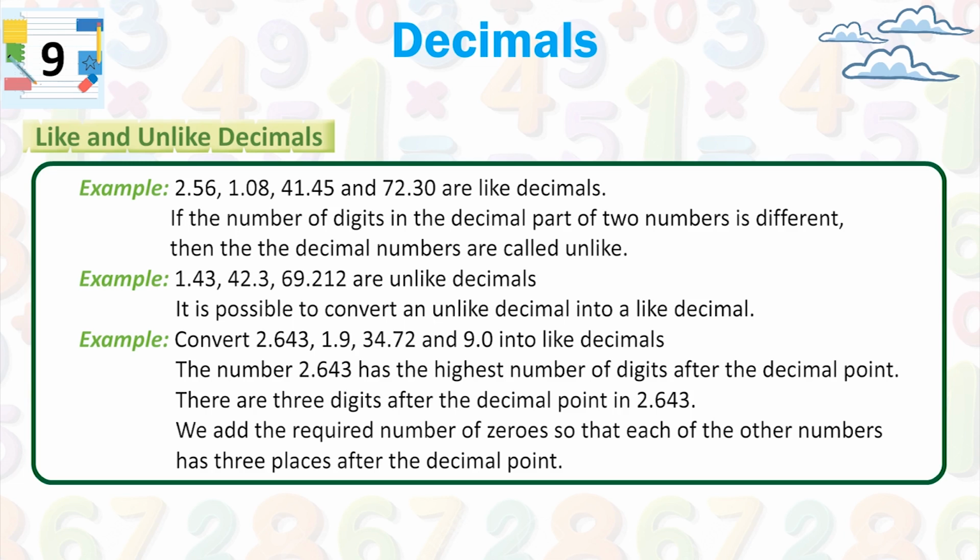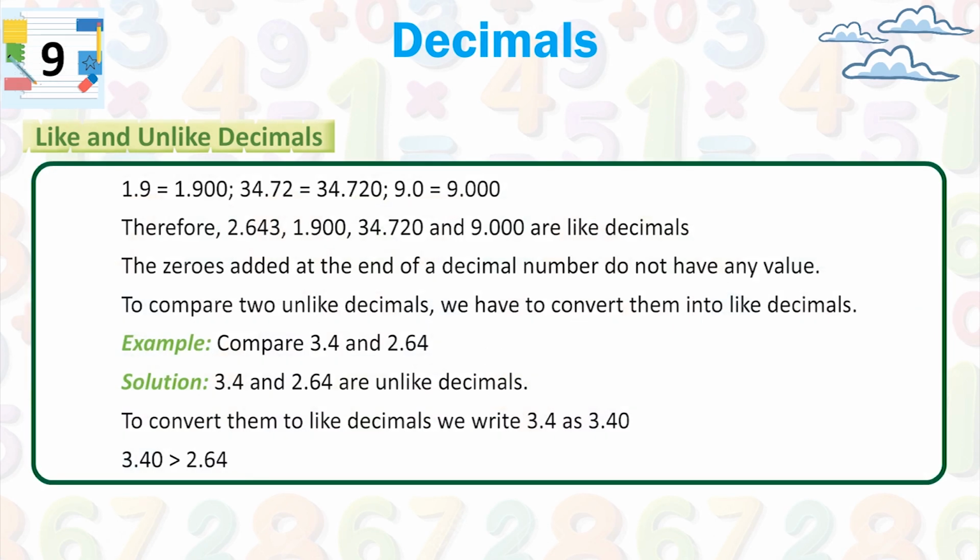It is possible to convert an unlike decimal into a like decimal. Example, convert 2.643, 1.9, 34.72 and 9.0 into like decimals. The number 2.643 has the highest number of digits after the decimal point. There are 3 digits after the decimal point in 2.643. We add the required number of zeros so that each of the other numbers has 3 places after the decimal point. 1.9 is equal to 1.900.